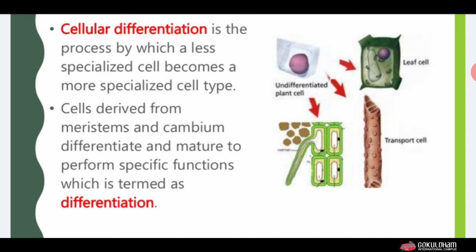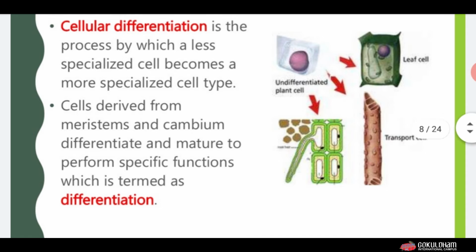Cells derived from the meristematic cell and cambium cell differentiate and mature to perform a specific function, which is termed differentiation. It means a meristematic tissue or cell that is converted into a mature cell to perform a specific function, this process is known as differentiation.